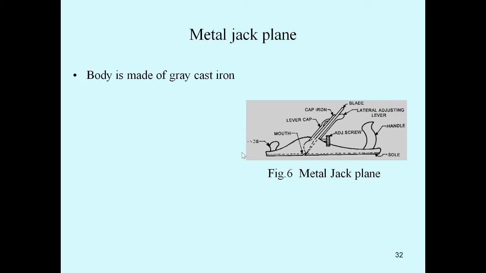So we can see here, the body is made up of gray cast iron. The body of this jack plane is made up of gray cast iron. That's why we can call it a metal jack plane. In the previous case, the body of the jack plane is made of wood, so that plane is called a wooden jack plane. This jack plane is made with gray cast iron, so it is made of metal. That's why we call it a metal jack plane.